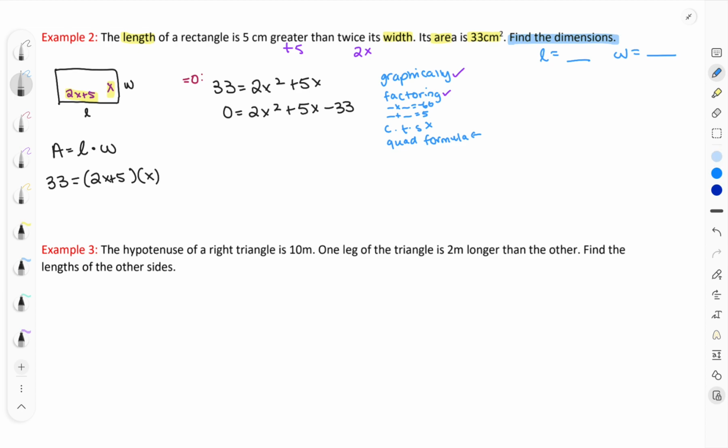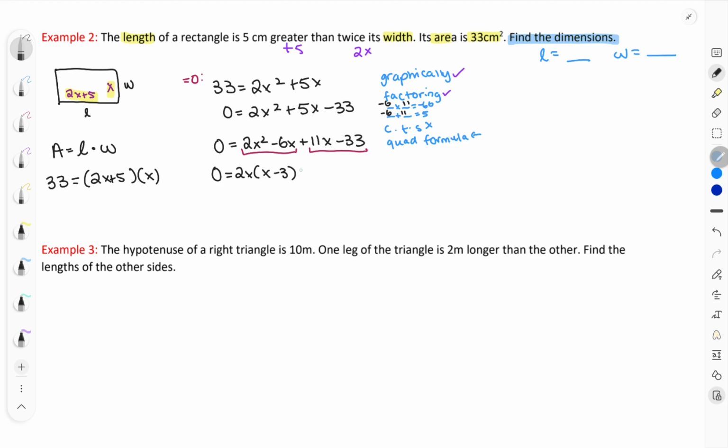So let's solve this one by factoring, because it is nice. When I'm asking myself for two numbers that multiply to -66 and add to 5, I get -6 and +11. So I have 2x squared minus 6x plus 11x minus 33. Take the GCF of these two groups, right? This is factoring by decomposition. There's lots of other methods you could use right here.